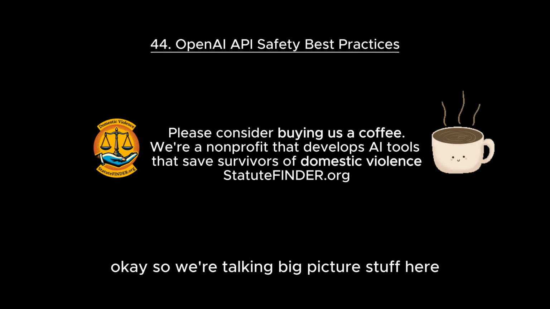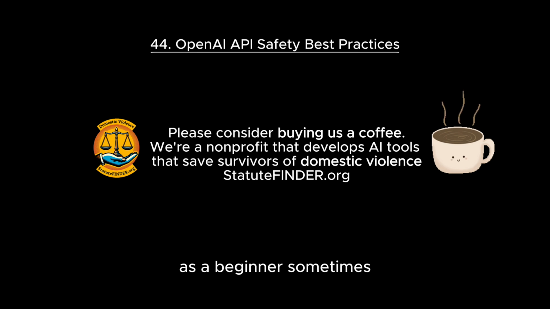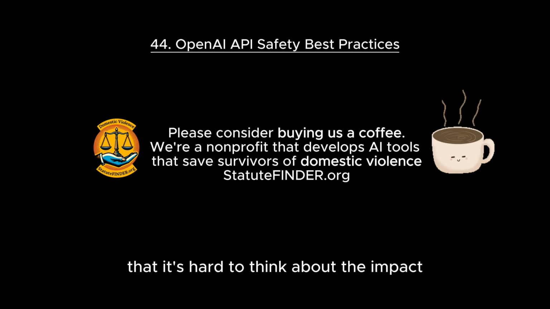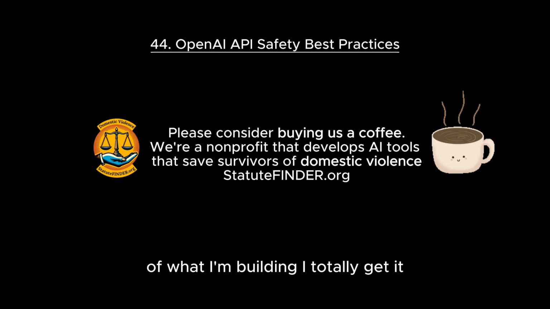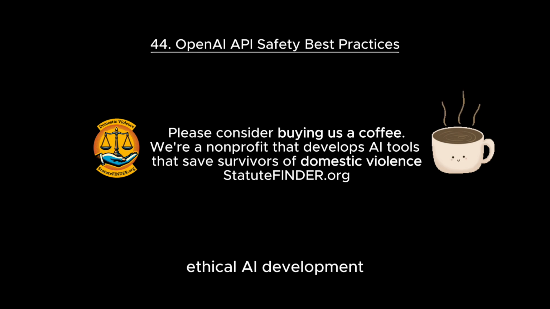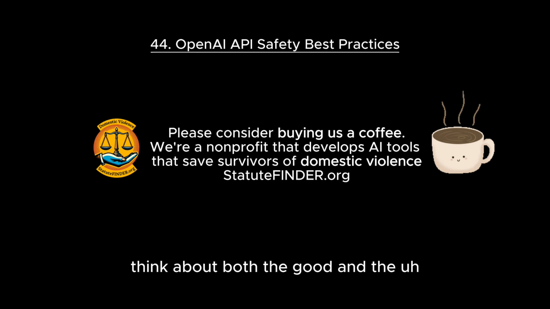Okay, so we're talking big picture stuff here, the ethical considerations. But honestly, as a beginner, sometimes I'm so focused on just getting the code to work that it's hard to think about the impact of what I'm building. I totally get it. And OpenAI really emphasizes that this is a journey, right? It's not like you reach this perfect state of ethical AI development. It's a constant process. So start by just asking yourself, what happens when I release this out into the world? Think about both the good and the bad.